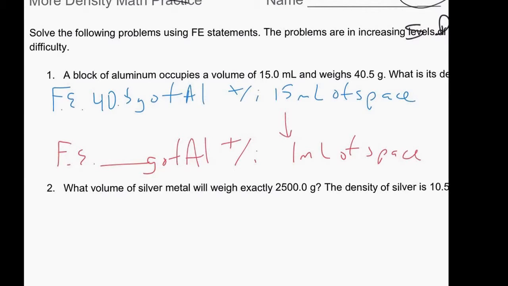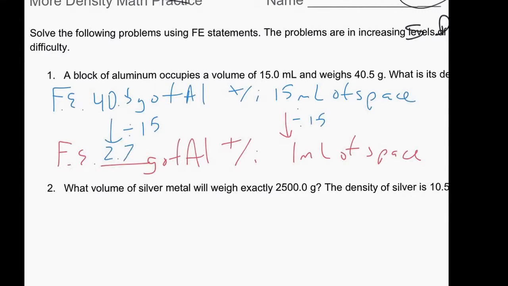Okay, so to get from here to here, divide by 15. To get from here to here then, we'd also divide by 15. And if we think about this, 45 divided by 15 would be 3, so it's a little bit less than 3. I would pull out a calculator then and figure that out, and it would be 2.7. And if we look at the number of sig figs, this needs to be 2.70.